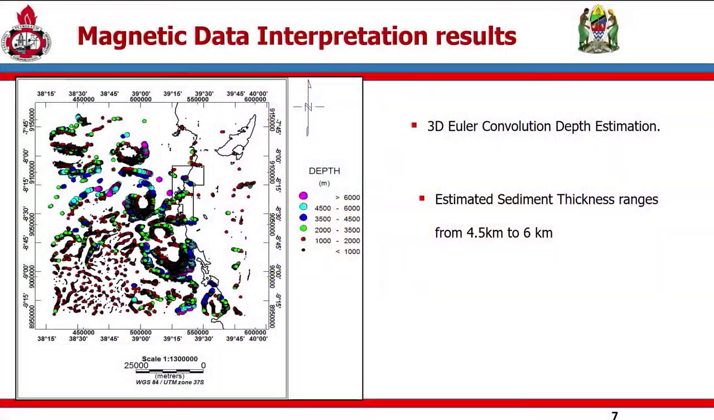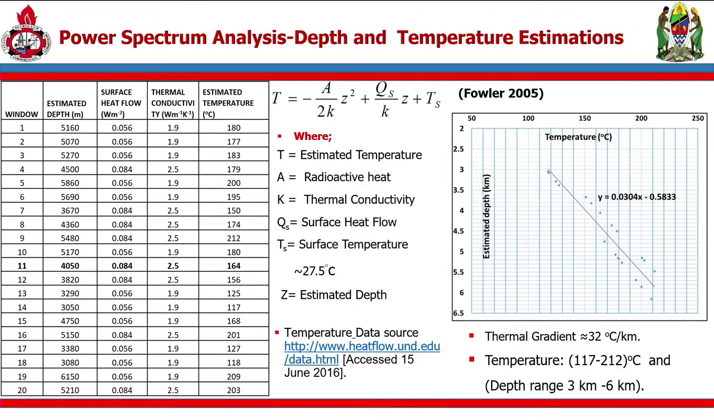And this is a result obtained from the magnetic data using the Euler deconvolution approach, and it shows that the depths stretch from 4.5 to up to 6 kilometers. And this one is a result from the potential field data, which is magnetic, from the power spectrum analysis approach. And the results show that the sediment thickness ranges from 3 kilometers up to 6. And the two methods give some consistent approximations, because the Euler is about 4.5 to 6, and this one is 3 up to 6 kilometers.